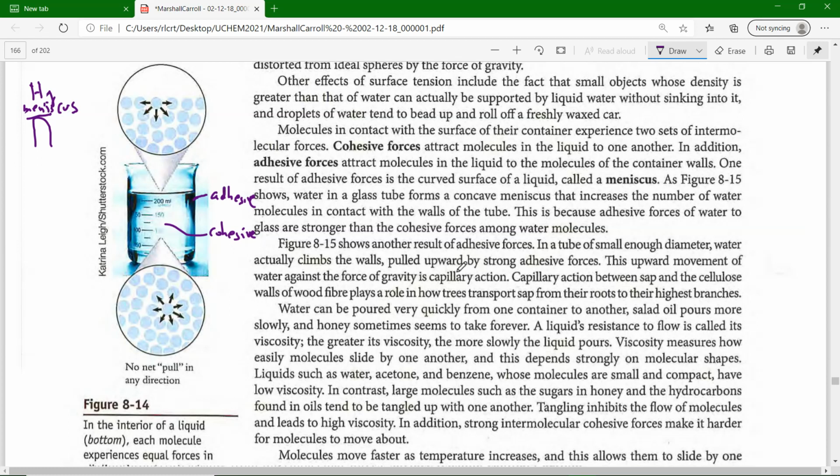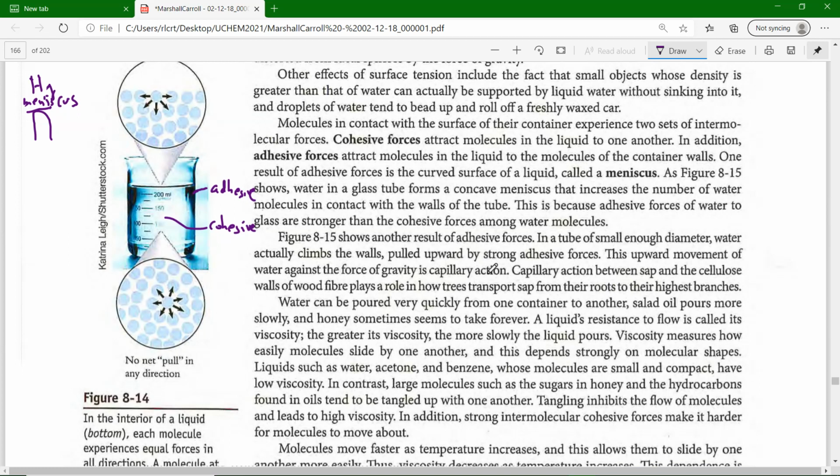Now, there's another interesting phenomenon called capillary action, where water can climb the walls because you have stronger adhesive than cohesive forces. You can put a glass straw into water and you'll see it creep up. So it's actually going against the force of gravity. And I'm not a biochemist, but I think of the word capillaries and veins, and it's got to be related. There's also, I'm not a botanist, but I see capillary action between sap and the cellulose walls of wood fiber plays a role in how trees transport sap from their roots to their highest branches. Okay, so that's a bit of information on capillary action.